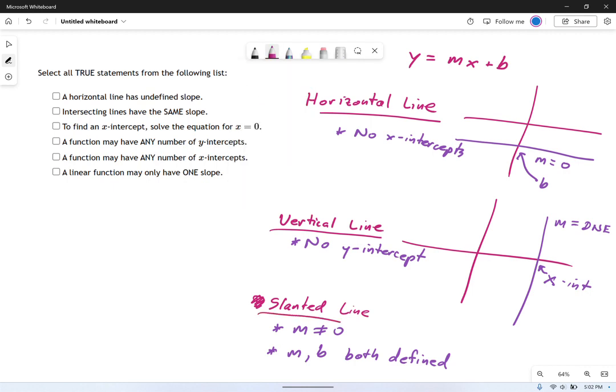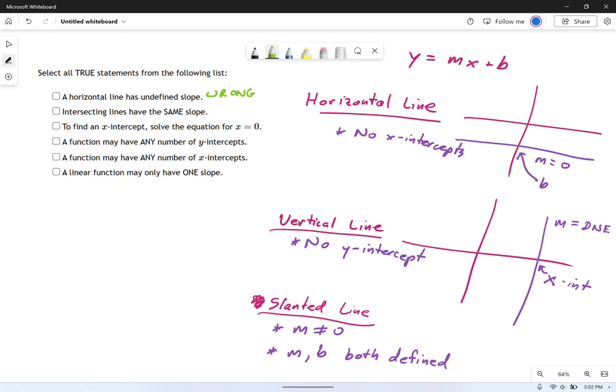All right. So let's take a look at this list on the left and see if we've talked a decent amount about these. A horizontal line has undefined slope. So you can see the horizontal line over there. The slope is defined, right? It's 0. 0 is a defined number. It's perfectly fine. It's not very interesting, but it is defined. So this one is wrong. Excuse me, this is saying find all true statements. So this statement is wrong.